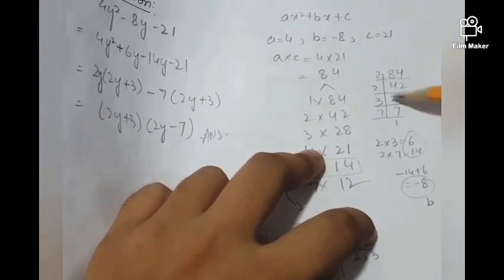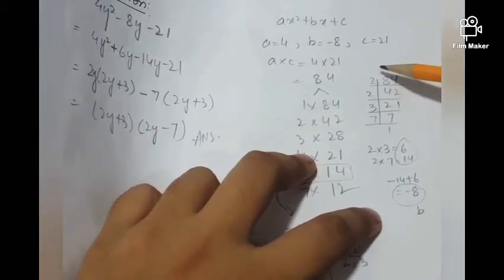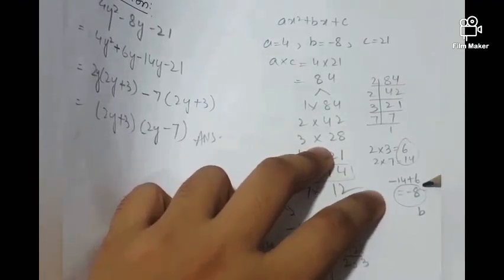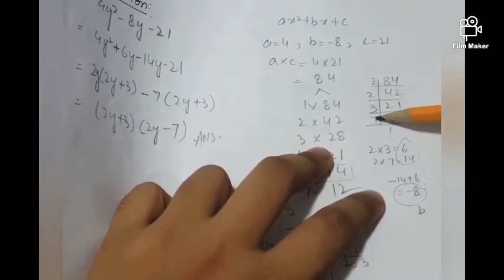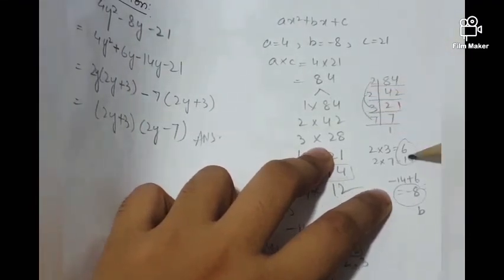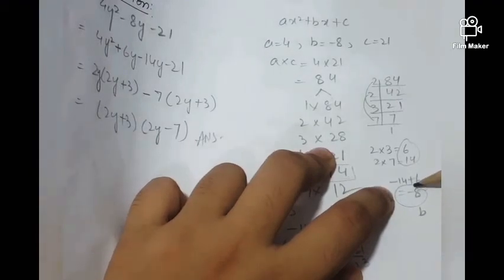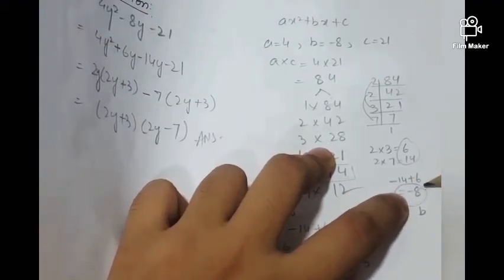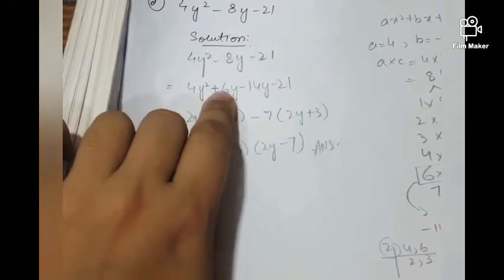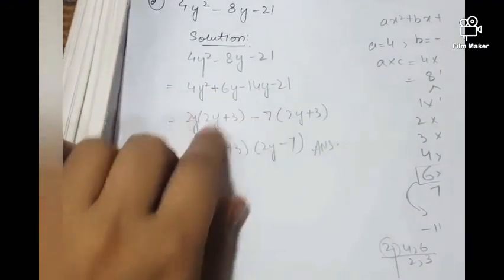Okay, 2 4s are 84, 2 2s are 42, 2 1s are 21, 3 7s are 21, 7 1s are 7. Now you have to multiply the numbers in such a way that you can get minus 8. Now 2 3s are 6 and 2 7s are 14. Minus 14 plus 6 can give me minus 8. Because you want minus 8, put the minus sign with the bigger number. So what I did, 4y square plus 6y minus 14y.